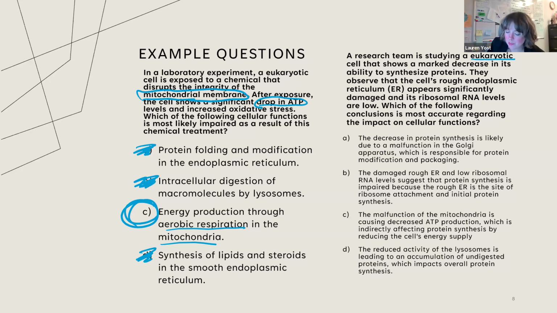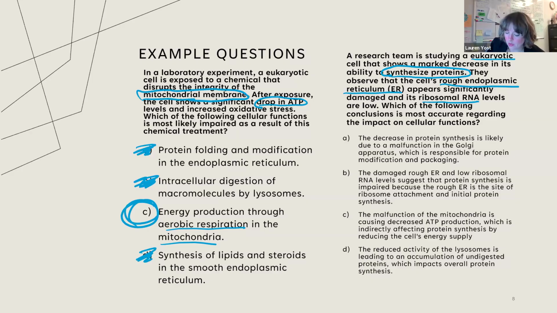It shows a decrease in its ability to synthesize proteins. Where do we synthesize proteins? The rough endoplasmic reticulum. It's rough because it's studded with ribosomes. Ribosomes translate RNA and make protein as a product. They observe that the rough endoplasmic reticulum appears damaged, and its ribosomal RNA levels, again, ribosomes are made up of ribosomal RNA, were low. So again, our rough ER is low in ribosomes. We're having a problem with translation, with protein production.